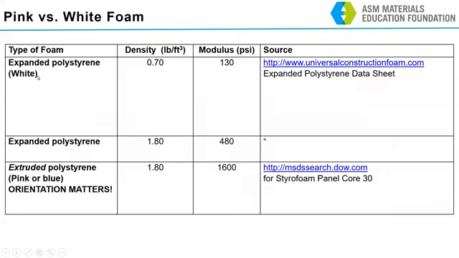And for example, that Rice Krispie-like expanded polystyrene insulation has a density of less than half of the extruded polystyrene, or the pink stuff, okay? And our stiffness is here, so you can see the stiffness goes up rapidly.